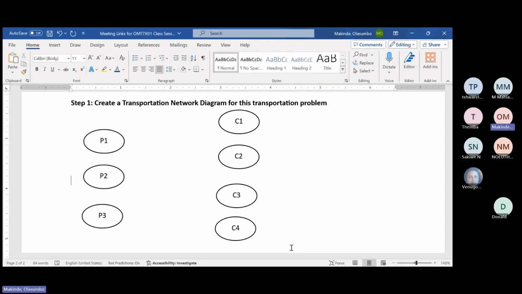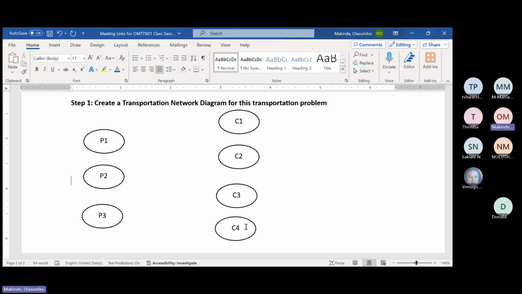So when we form our network, we draw a network that represents all the possibilities, meaning that plant 1 can supply city 1 or city 2 or city 3 or city 4. So I need to draw an arrow from P1 to C1, P1 to C2, P1 to C3, and P1 to C4, because plant 1 can supply any of these four, but which of the cities should P1 supply? That is another question we need to answer, which leads us to the second outcome of this model.